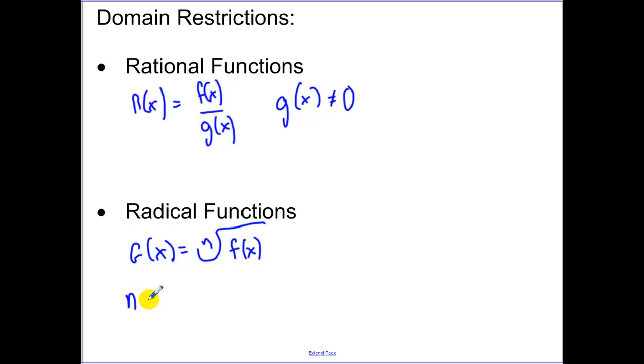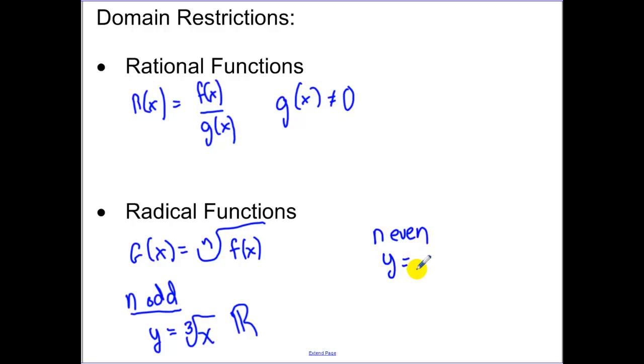There is the case if n is an odd number. And the most common one that you guys are familiar with is the cube root of x. Think about the domain and even range for that: it is all real numbers, because I can take the cube root of a positive, a negative, and 0. Now if n is even, like y equals the square root of x, your x's have to be positive, or x has to be greater than or equal to 0.